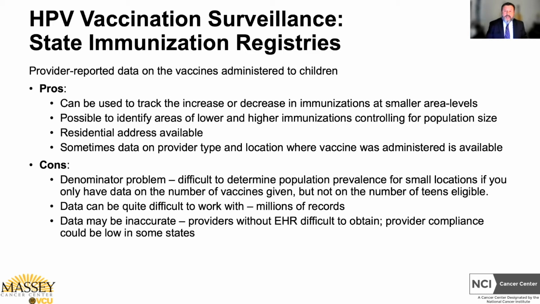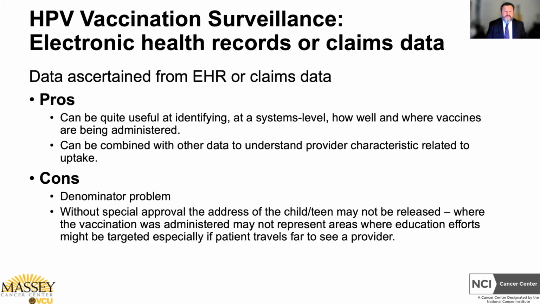Some of the cons of using this type of surveillance method is the denominator problem. Oftentimes, it's difficult to determine the population prevalence for small locations if you only have data on the number of vaccines given, but you don't have any data on the number of teens that might be eligible. Data can also be very difficult to work with, sometimes millions of cases, and the data can be inaccurate. Sometimes with providers without an EHR, it's difficult for the state to gain those data, and provider compliance could also be low in some areas. So those are just some of the cons of that method.